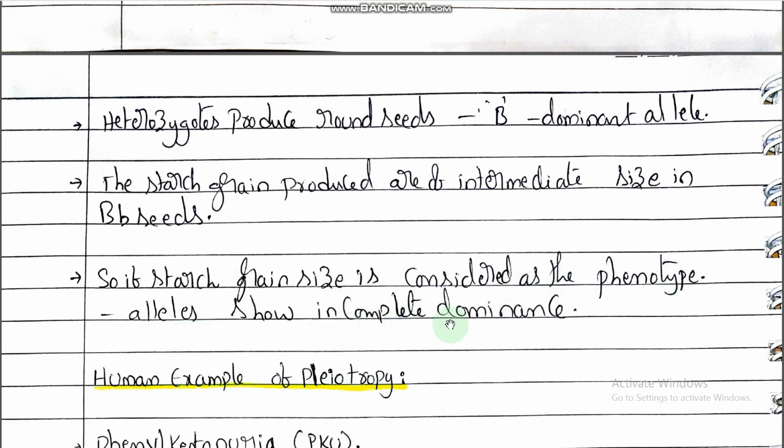Why incomplete dominance? Here, see, sorry, here not both parent characters. Here none of the parent characters are exhibited. You got it or not, right? The starch grains produced are of intermediate size in capital B small b seeds. Capital B small b is presented, so either big size or small size should be produced. So here what production takes place?